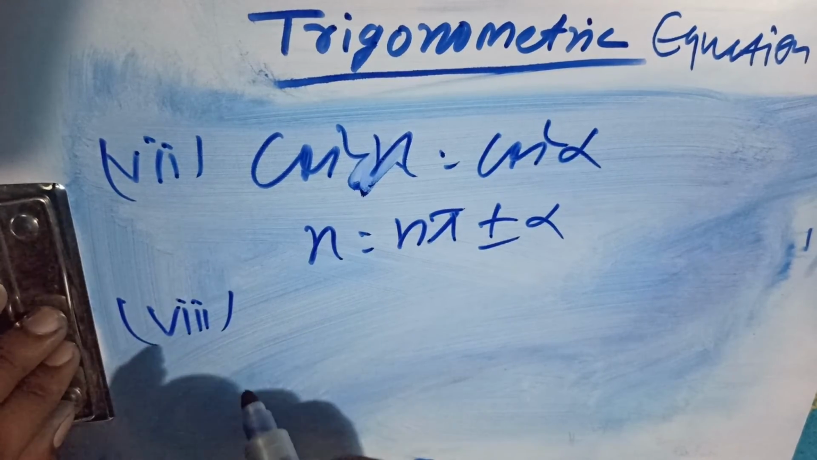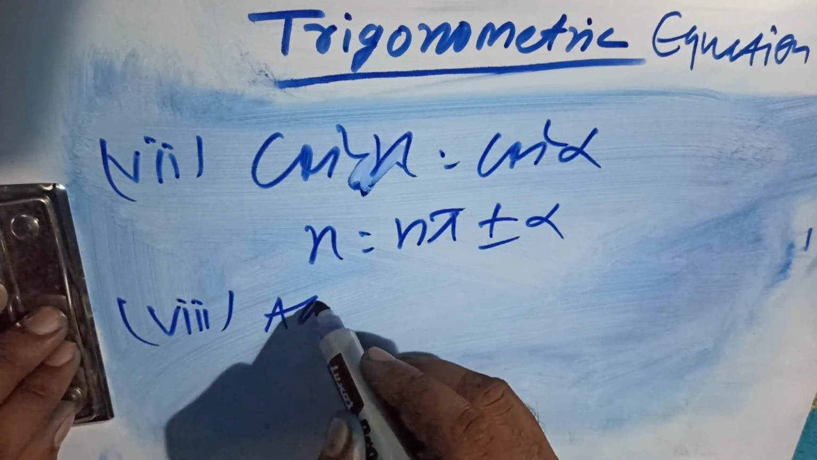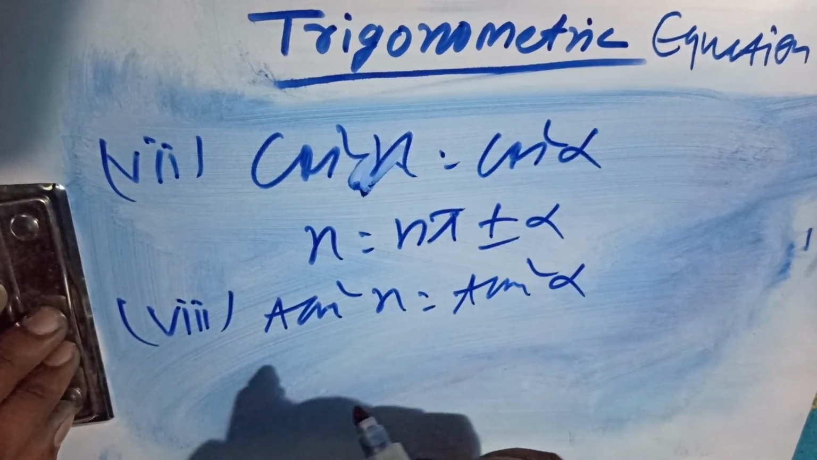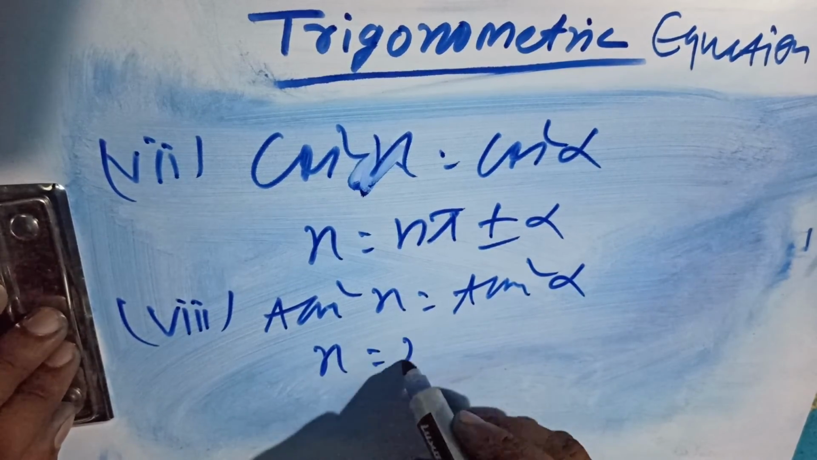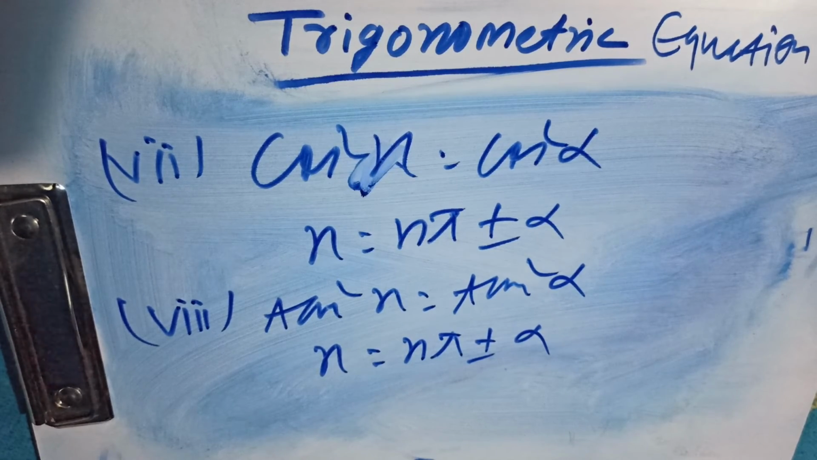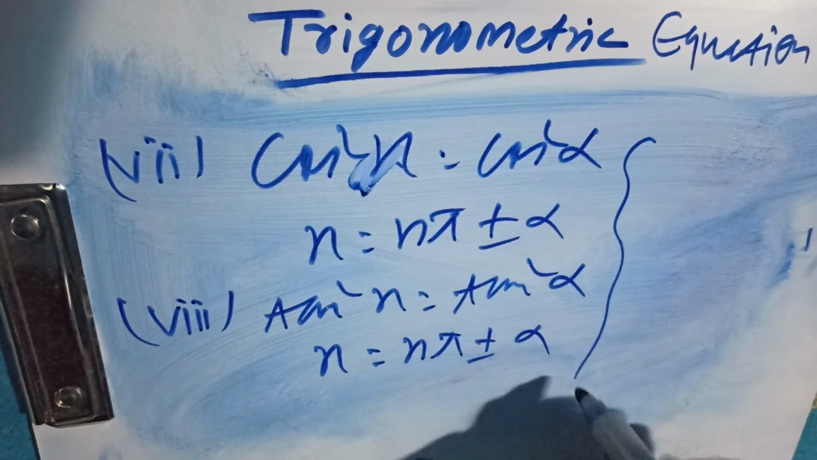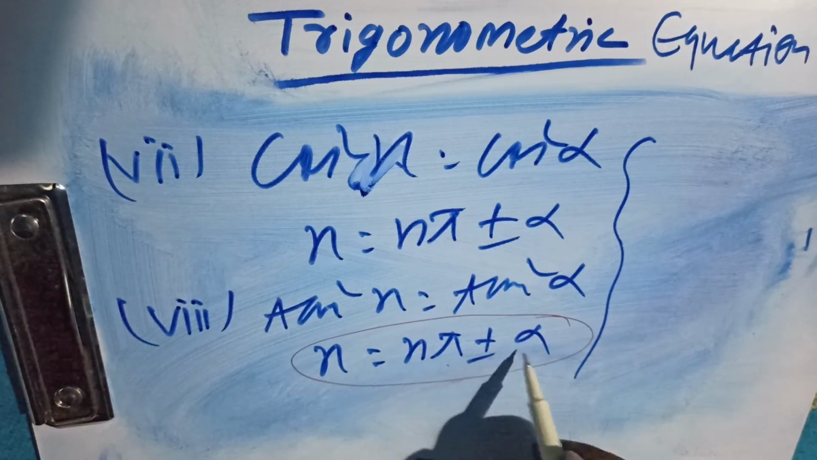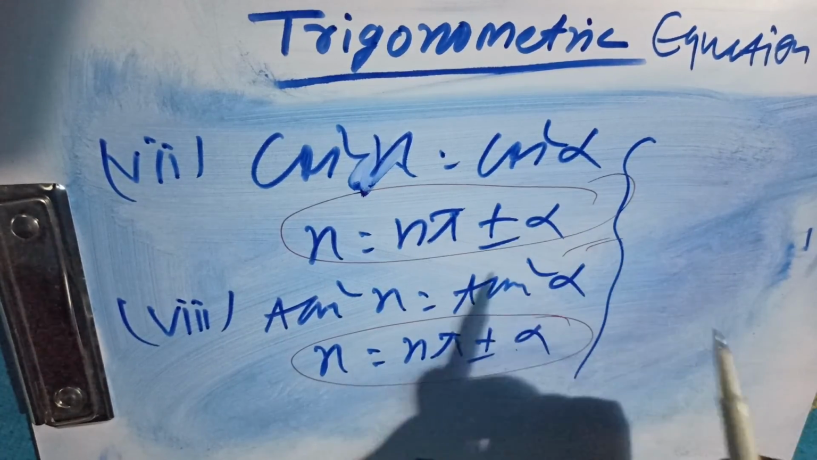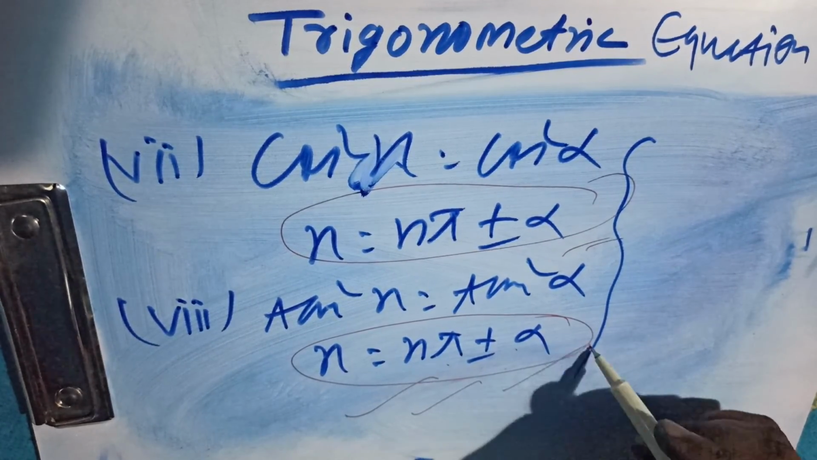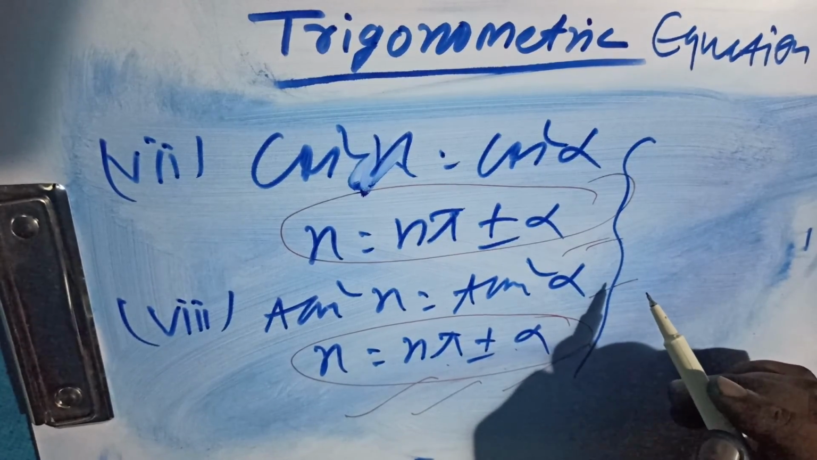Formula number 8, in case of tan square x equal to tan square alpha, then x equal to n pi plus minus alpha. When there is a square term, then all the solutions are n pi plus minus alpha. Simple, remember. So these important formulas were discussed to be helpful when you start calculus.